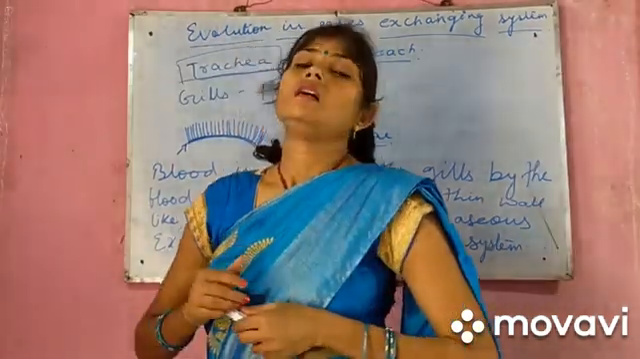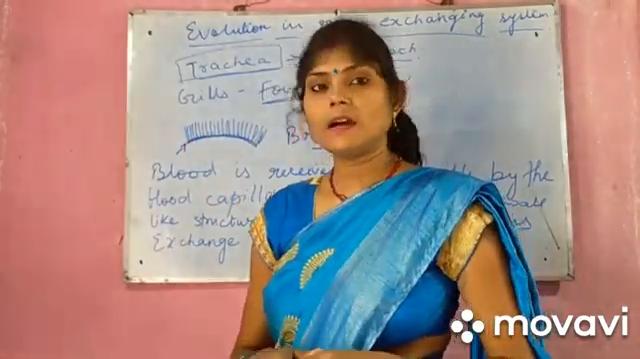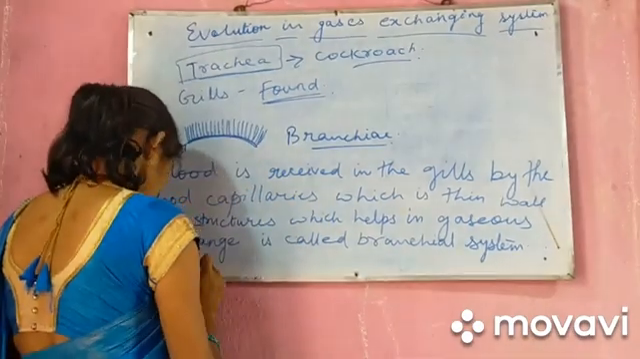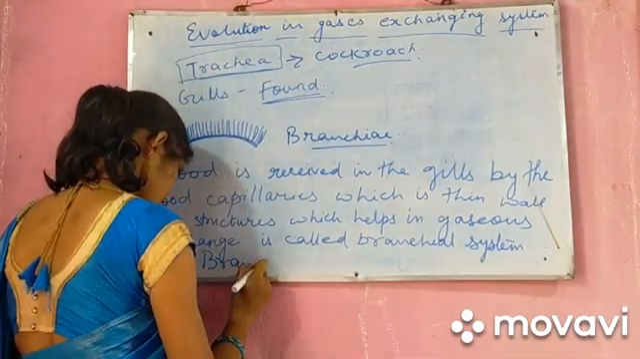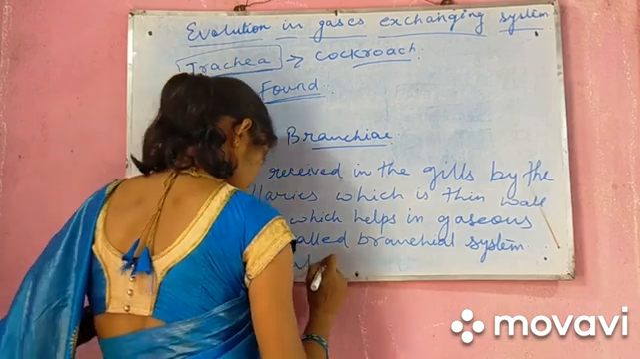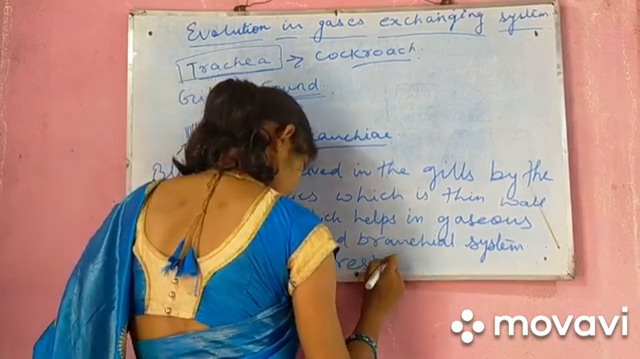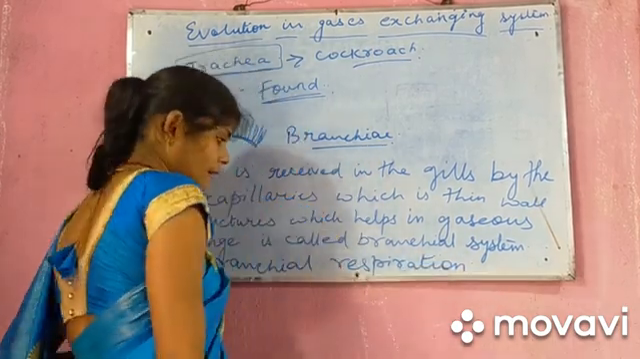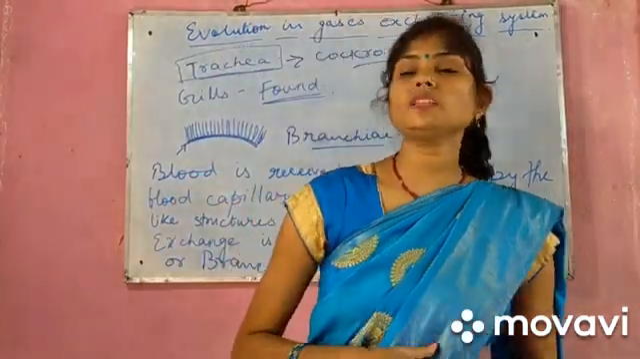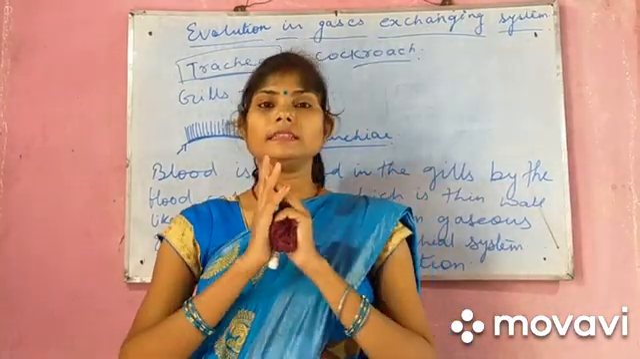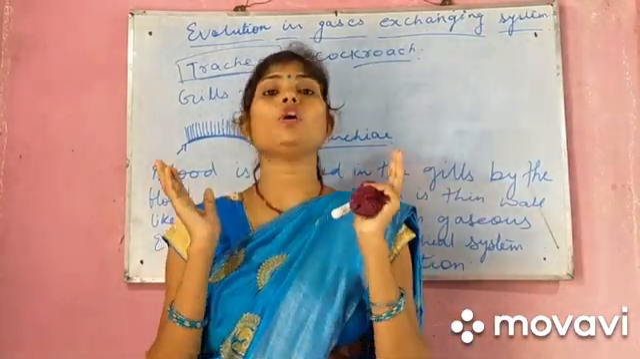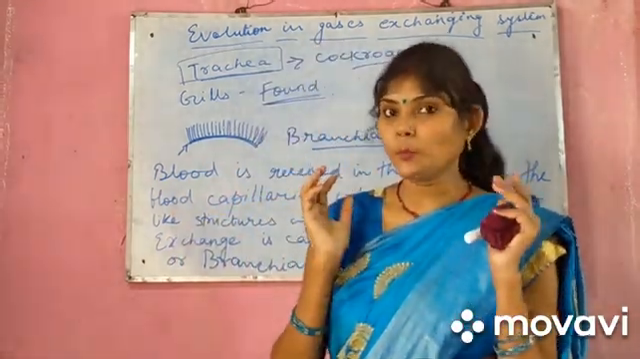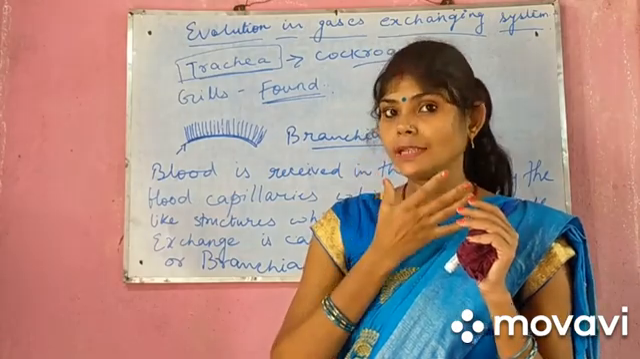So this is the branchial system, or branchial respiration. Now what happens when the fish is in the water? It just keeps its mouth, or oral cavity, open. When the oral cavity is open, the mouth part is known as the oral cavity.